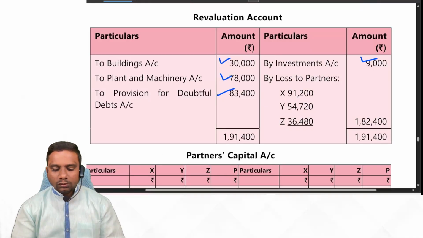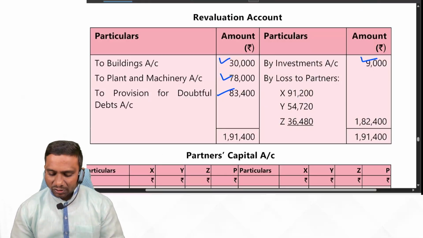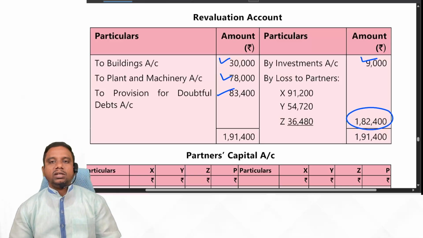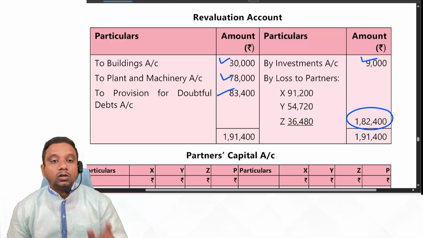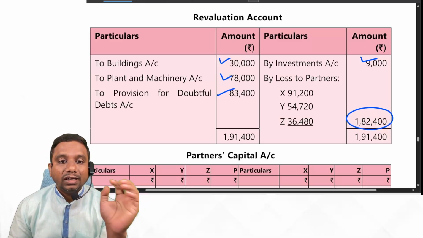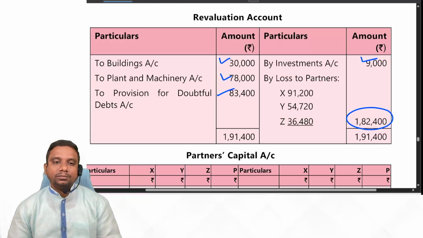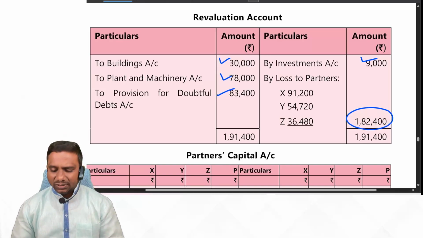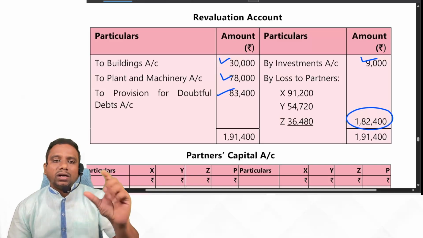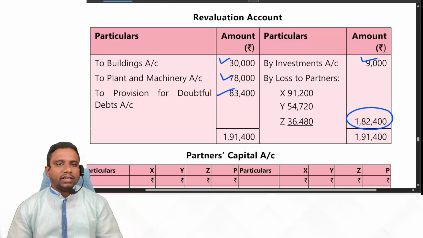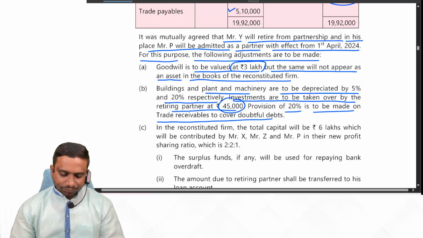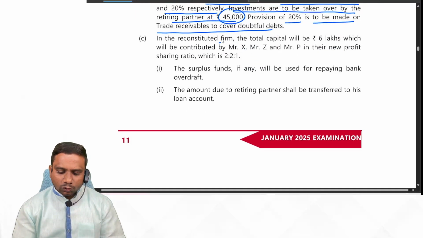Fine. So on the revaluation account balance, we get a loss, and that loss is distributed among the partners. To whom? X, Y, Z, not to P, because P is a new partner now. So this is distributed. For this, what is the entry we record? Partners' capital accounts debit, to revaluation account.